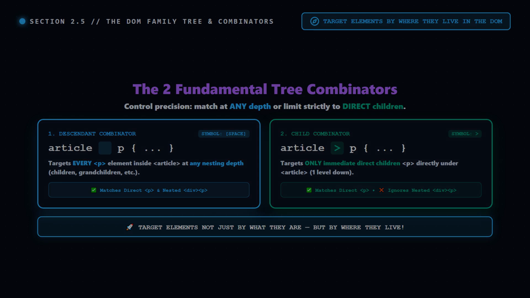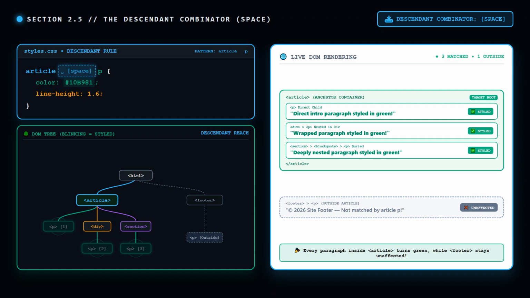they live. The descendant combinator is simply a space between two selectors. The pattern article space P means select every P element that is inside an article, no matter how deeply nested. The space says any descendant at any level. It doesn't matter if the paragraph is a direct child, wrapped in a div, or buried inside a section. As long as it's somewhere inside the article, it gets the styles. This is the most commonly used combinator because it matches the natural nesting of HTML. But because it reaches arbitrarily deep, it can also be too broad if you're not careful.